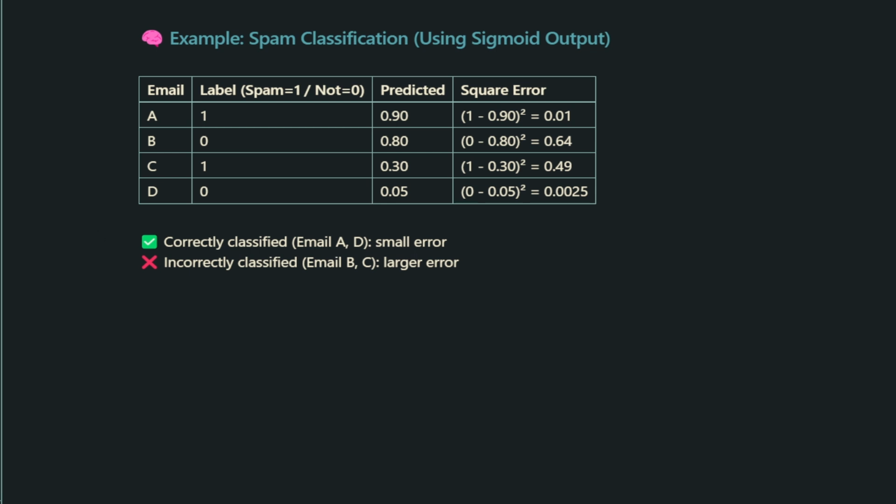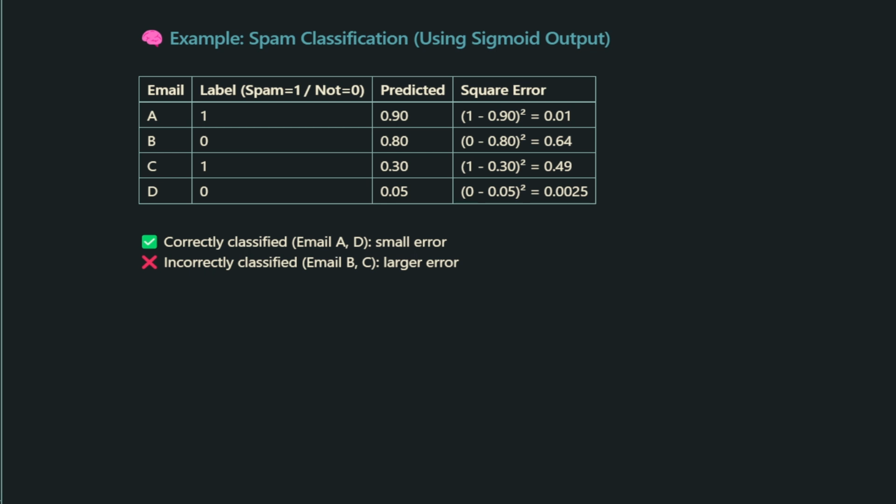The error is 0.64. That's quite large, meaning the model was very wrong. Email C is spam, label is equal to 1, but the prediction was only 0.30. The error is 0.49. Again, a big mistake. Email D is not spam, label is 0, prediction 0.05, and the error is 0.0025.